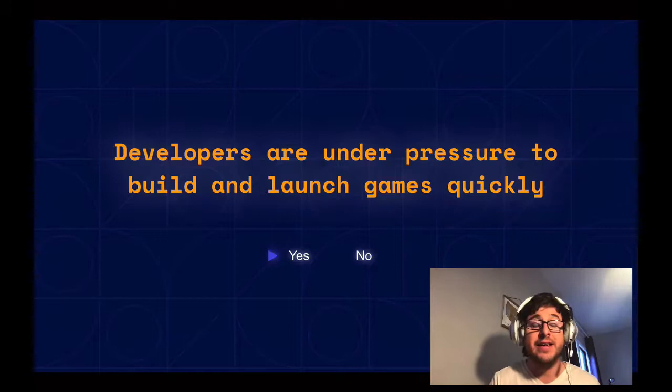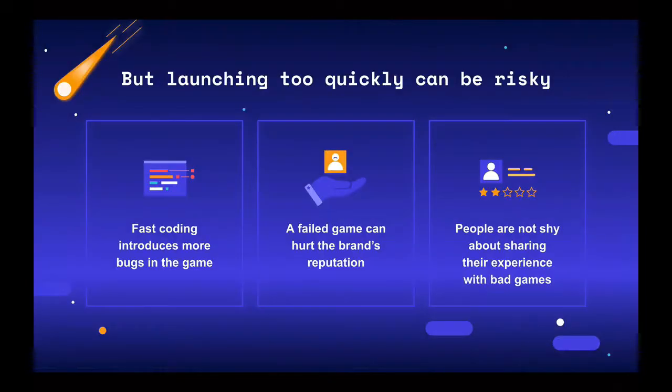You have to say it's ready, or maybe you've got external pressures from your marketing team or from your publisher, or from some external force, your investors maybe, to get something launched. So there's a lot of pressure. But if you launch too quickly, it can be a huge risk.